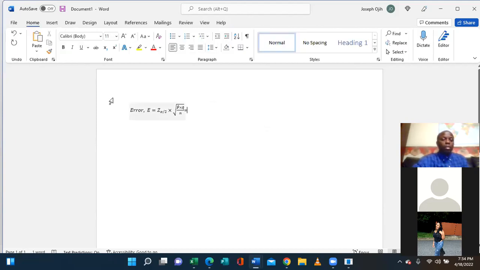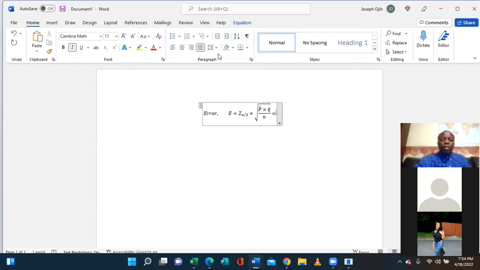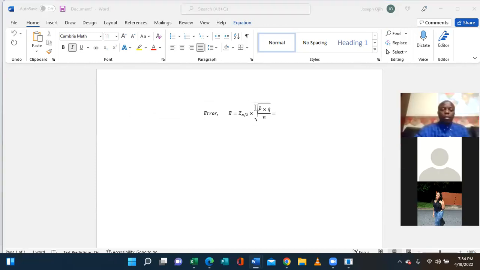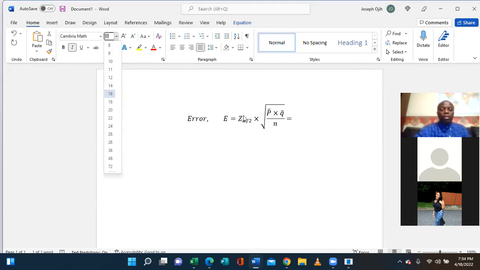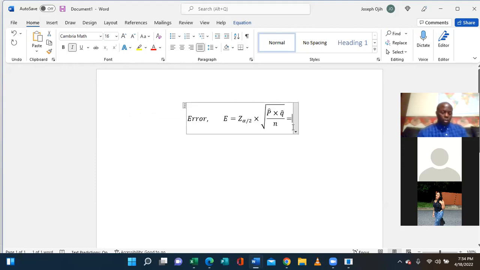Okay. So let's just look at it. I'll make it a little bit bigger. This 11 is too small. I think you can see that now. So put the numbers in.